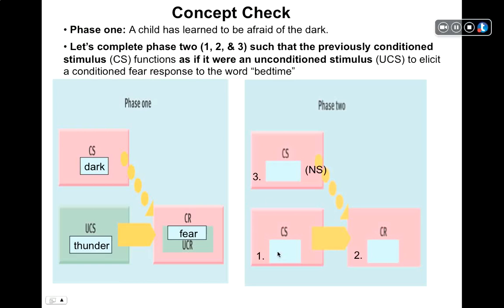So let's start with 1 here. So this is the previously conditioned stimulus in this example was the dark, because it can evoke the response of fear. Bedtime is the neutral stimulus. The little child has no prior response of fear to the word bedtime, but now we pair bedtime in advance of switching off the light, which creates darkness, and now through repeated pairings the little child learns to fear the word bedtime because they know it will mean that darkness will descend. And that is how a child can become conditioned through higher order conditioning to fear the word bedtime.